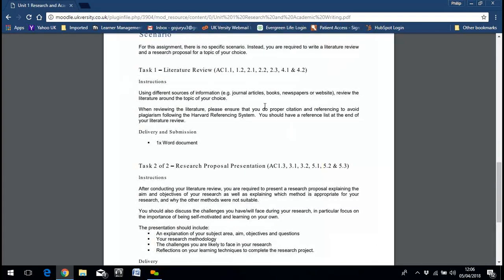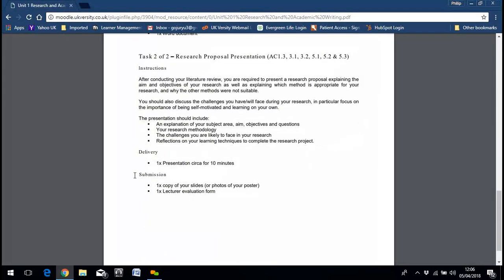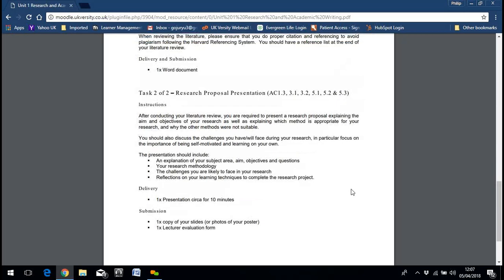read the material and provide the citations using the Harvard referencing system, which we just covered, and then you actually produce a presentation that will last for approximately 10 minutes. A copy of your slides, and an evaluation form. So basically, you need to build yourself a PowerPoint.